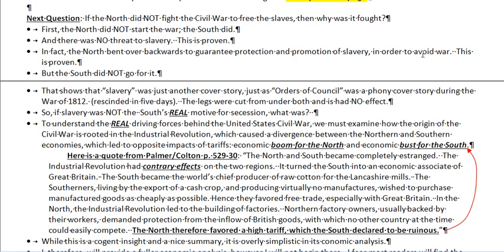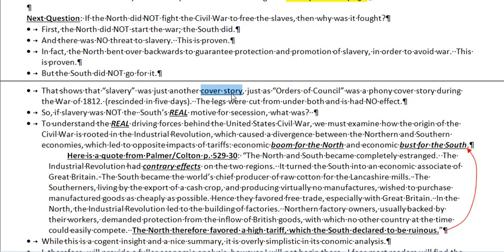That was a prime thing: avoid the breakup of the Union and a war. This is proven. But the South didn't go for it. That shows that slavery was just another cover story. You think people don't have cover stories? You think people tell you the truth all the time? I mean, come on.